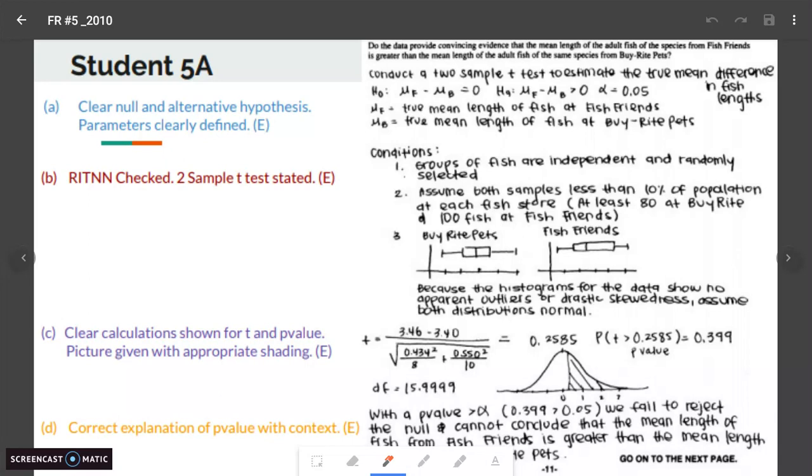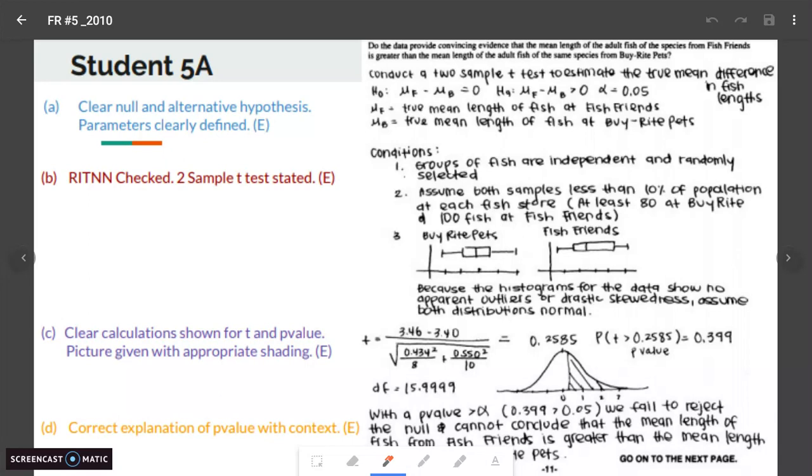We have our RITN checked. They just set it up a little bit differently, but they say independent and random. On the 2010 exam, that was enough. Assume both samples are less than 10% of the population. So that's our 10% condition. And then we have the 2 pictures clearly showing that they have no apparent outliers, no drastic skewedness. Assume that their distributions are normal, so we can proceed.